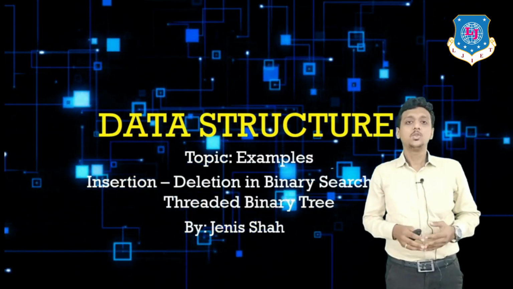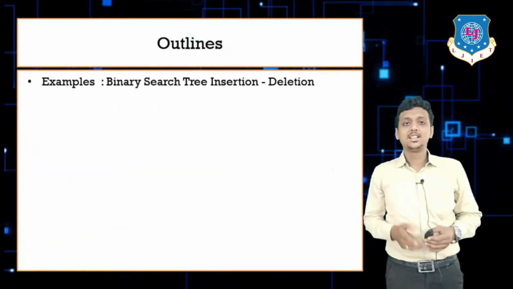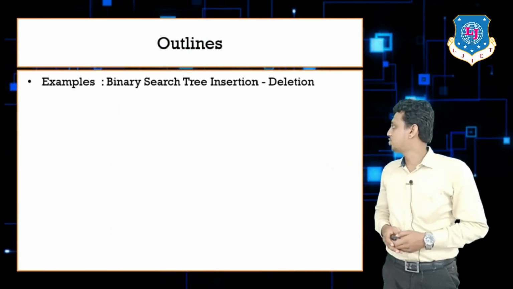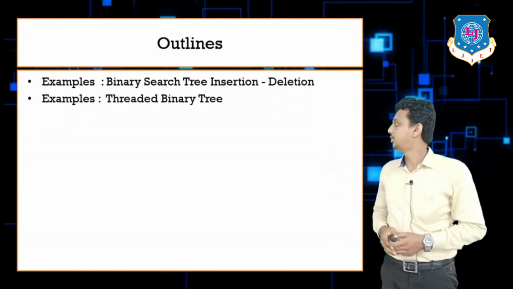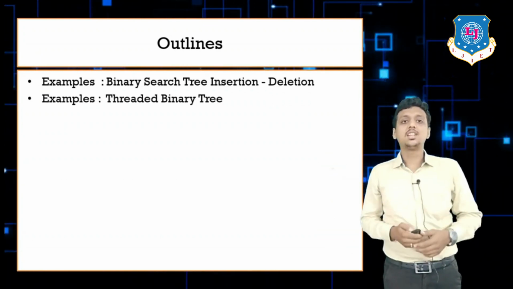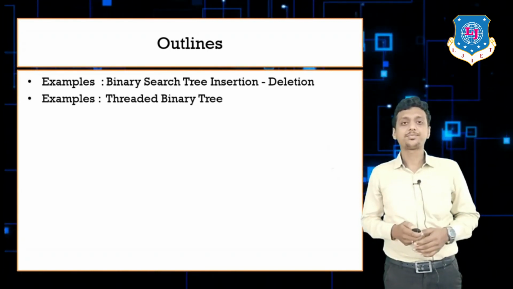So let's begin with the outlines. Students, the outlines are examples of binary search tree insertion and deletion, and then threaded binary tree. Okay, so let's start with the examples of tree insertion and deletion.